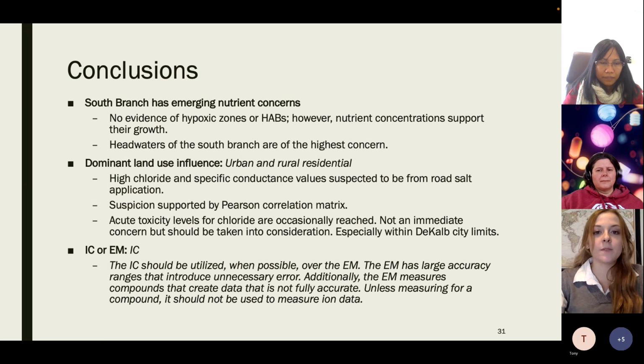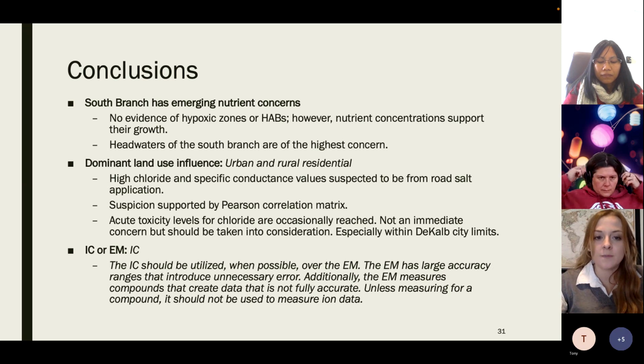So to conclude, from an overall perspective, our watersheds are doing fairly well. That being said, there are some emerging concerns that we should keep an eye on. The South Branch does have emerging nutrient concerns. There is no evidence of hypoxic zones or harmful algal blooms. However, the nutrient concentrations do support their growth. Of the South Branch, the headwaters should be the highest concern for the nutrient concentrations.